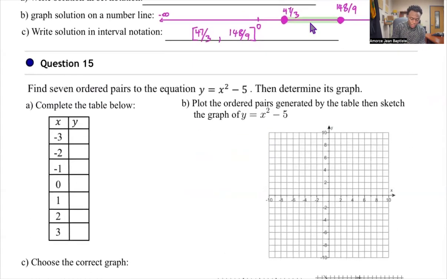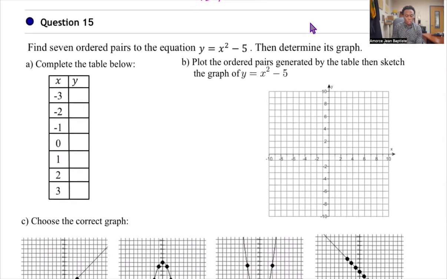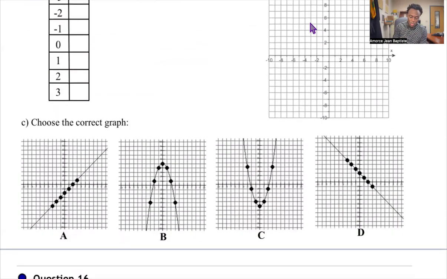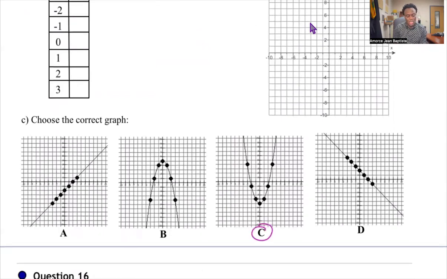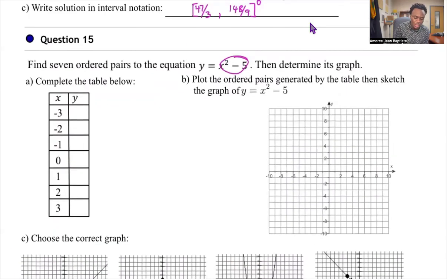Next problem here, we're going to use the values given here so we can sketch this graph, but we can anticipate that this is a parabola. It's a parabola, so that means it's going to be a U shape facing up. Well, we can anticipate that this is the answer, but let's actually sketch it.